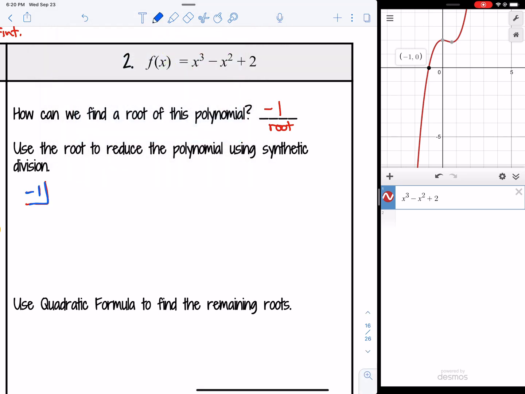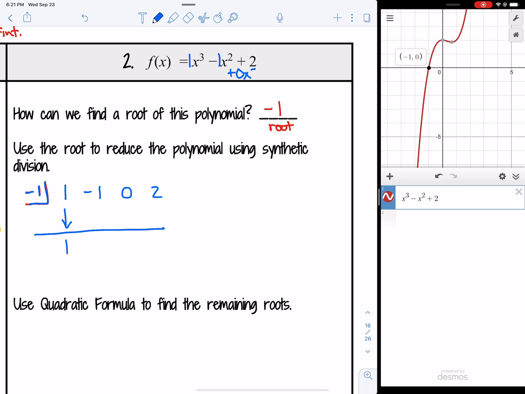Okay, so I'm going to bring down my coefficients. I've got 1, -1, and 2. But notice I'm missing the x term, so I need to add a 0x in there to make it work out. So 1, -1, 0, and 2 are my coefficients.